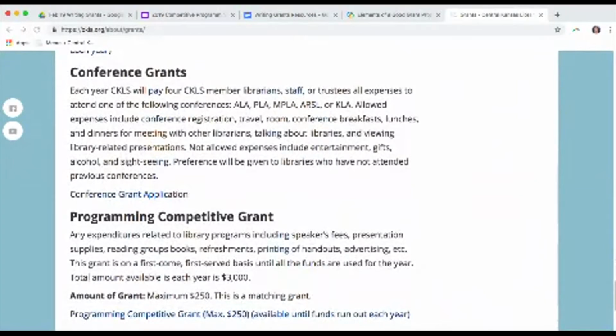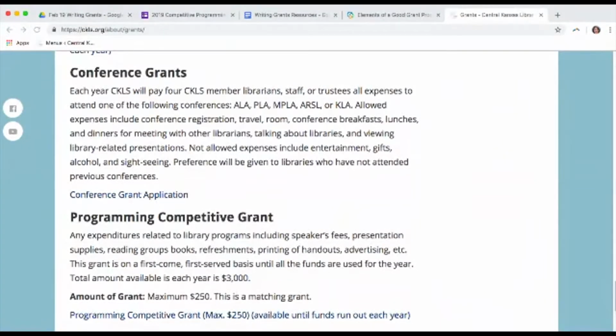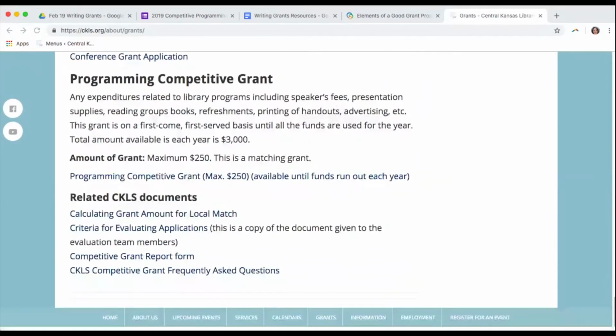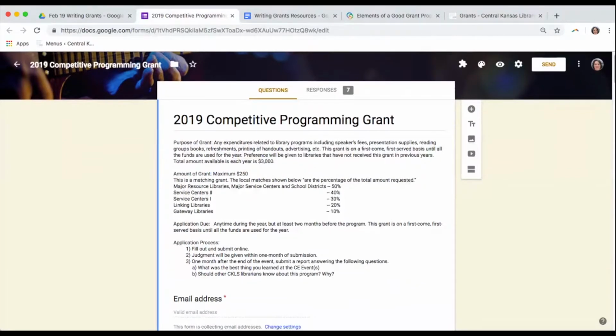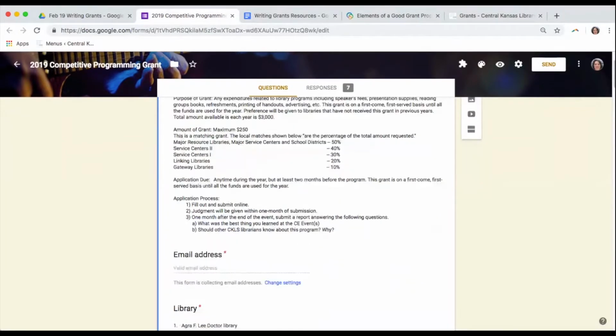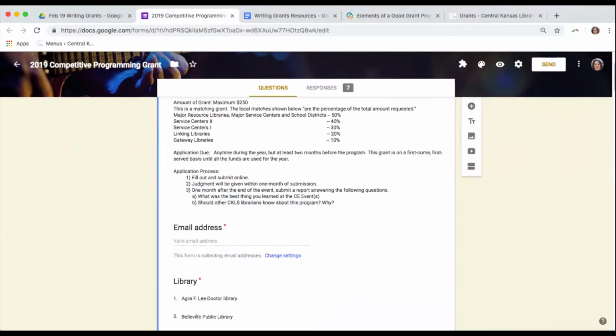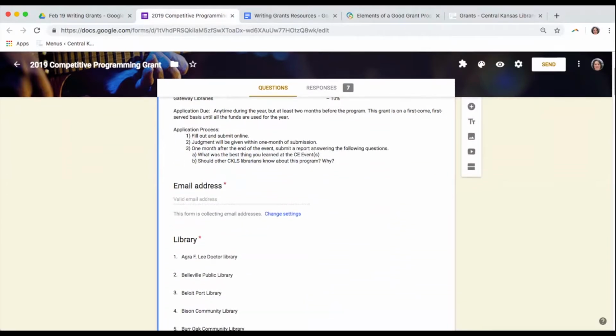Conference grant. This is for if you're going to a big conference, including KLA. You can apply for that. We give 4 out a year. We also have the programming competitive grant, which is the one I'm showing you here. It gives the purpose of the grant, breaks it down for what is matching, and then the application process.